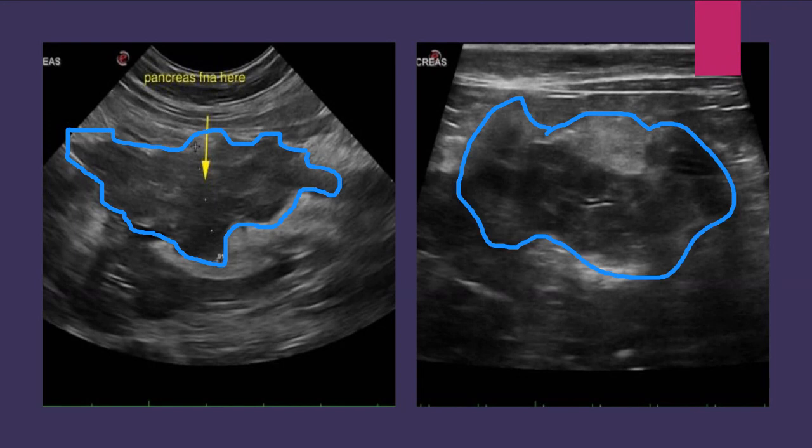And here is our little struggling pancreas. And we can see FNA here. This is where we're saying we want to be taking our aspiration of this fluid. We want to aspirate all of that fluid, get it out so we can treat this patient with antibiotics.